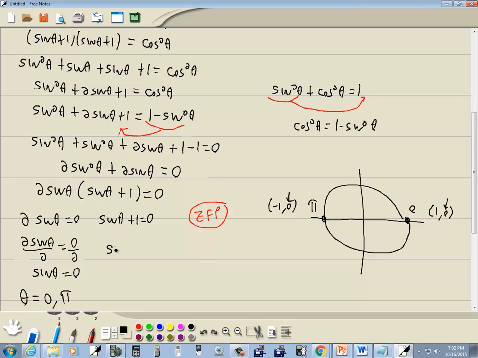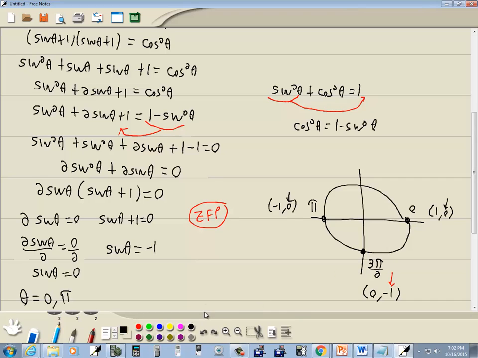Now this one, I'll take the 1 over to the right side, it becomes a negative 1. And if I come down to this point right here, which is at the angle 3 pi over 2. This point would be 0, comma, negative 1. Now again, sine is our y part.